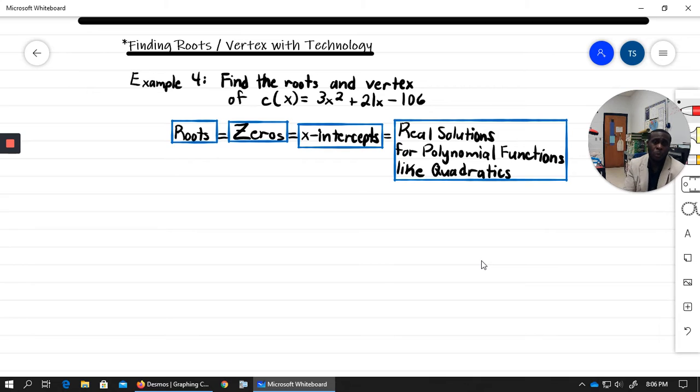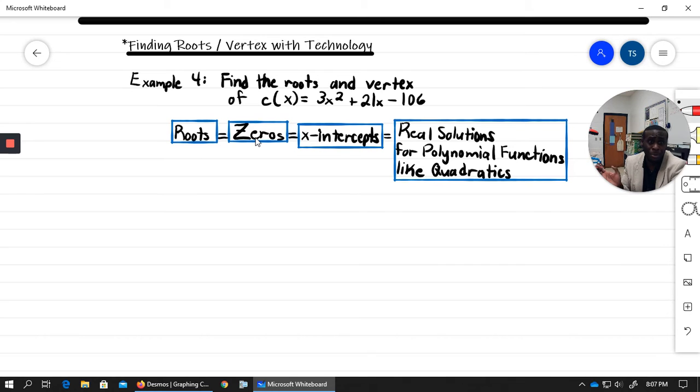When we were looking at solutions for quadratic functions, or real solutions for polynomial functions, because we know that a quadratic is a type of polynomial function. I've used the word zeros in one of those videos where we were solving quadratic functions. But roots is the same thing as zeros. It's the same thing as your x-intercepts, and it's the same thing as your real solutions.